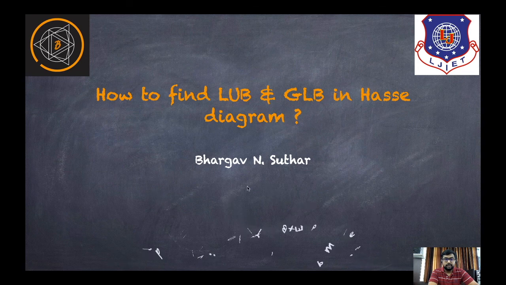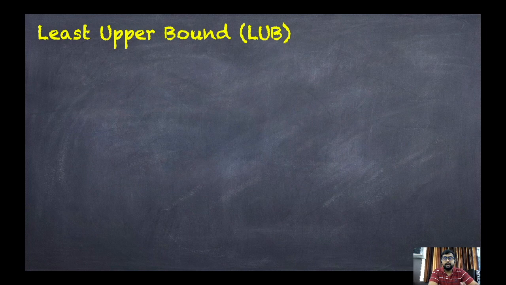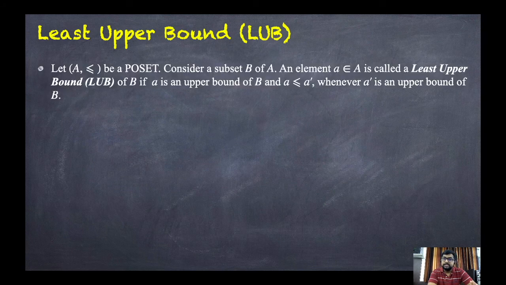So first, let's understand what is a least upper bound and what is the greatest lower bound. In the previous lecture, we did so many examples of how to find upper bound and lower bound. Now in this session, we will discuss how to find the least one and the greatest one, that is LUB and GLB.